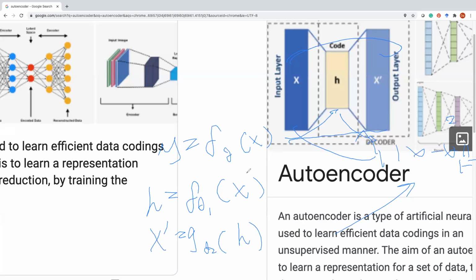So this is the autoencoder model, and it is pretty simple. Usually we will do some, let me see whether I can move this a little bit.